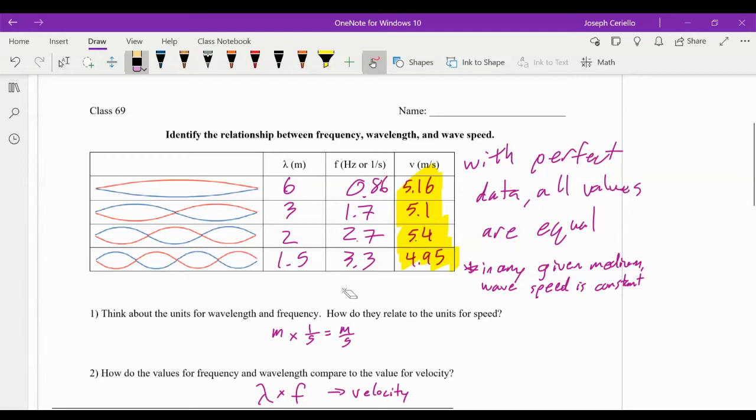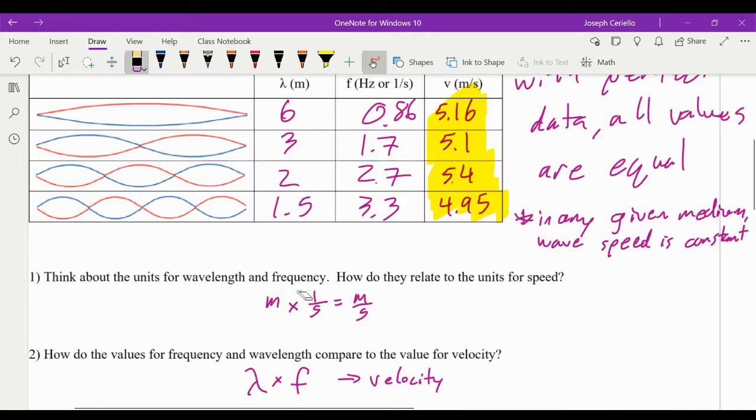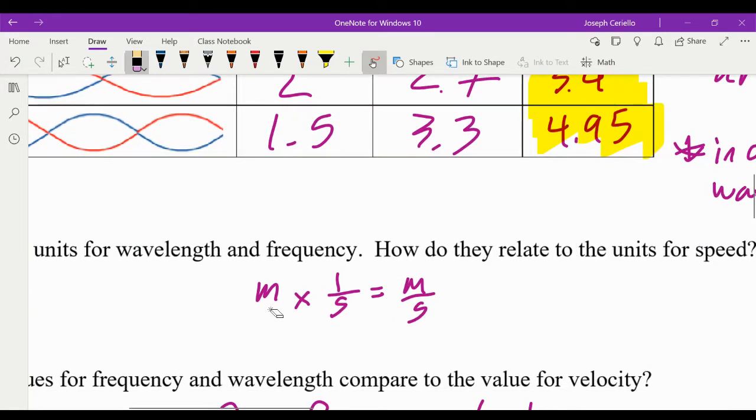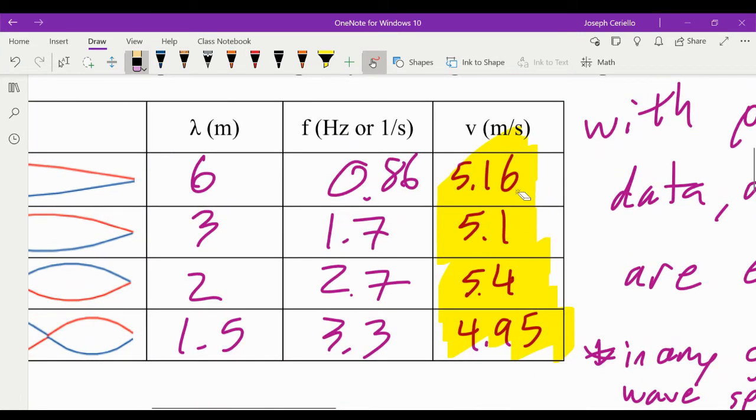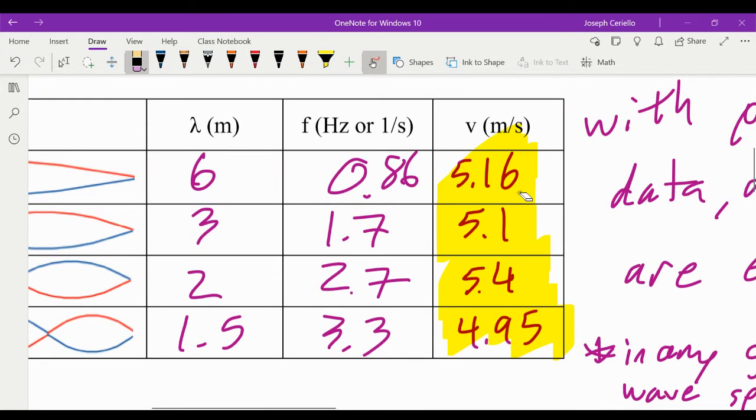So in class 69, we're looking a little bit more at the relationship between wavelength, frequency, and now wave speed. What we determined was when we multiply wavelength times frequency, the units we get are actually meters per second, because wavelength has units of meters, frequency has units of 1 over seconds, which is also known as hertz. When you multiply those two, you get meters per second. So if you just multiply these two columns, you actually get the velocity of the wave.